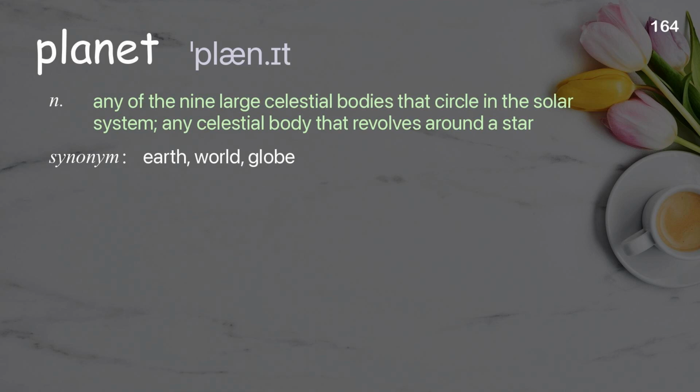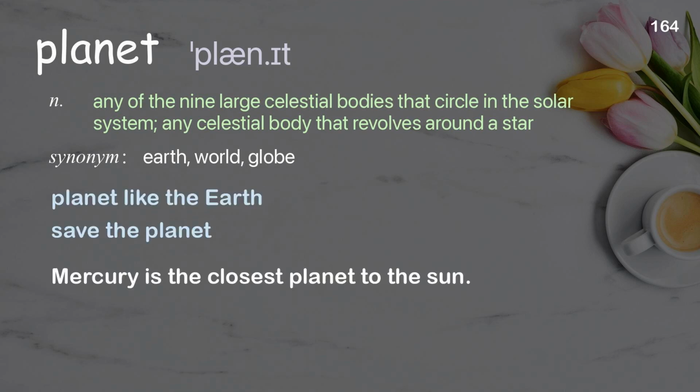Planet. Any of the 9 large celestial bodies that circle in the solar system, any celestial body that revolves around a star. Examples. Planet like the Earth. Save the planet. Mercury is the closest planet to the sun.